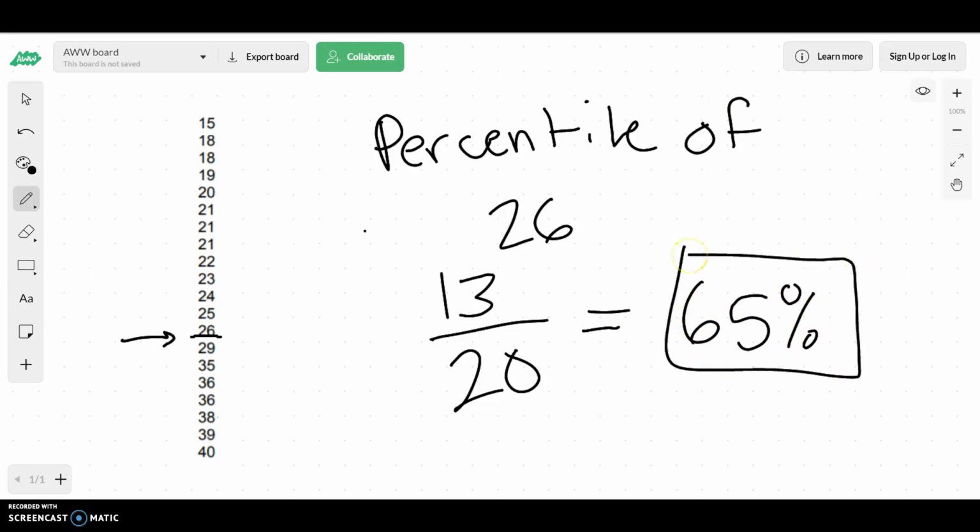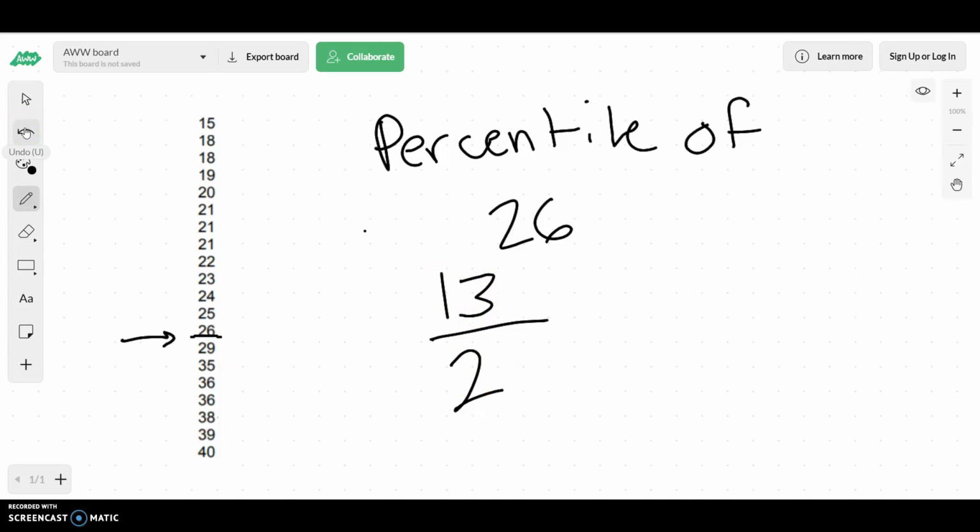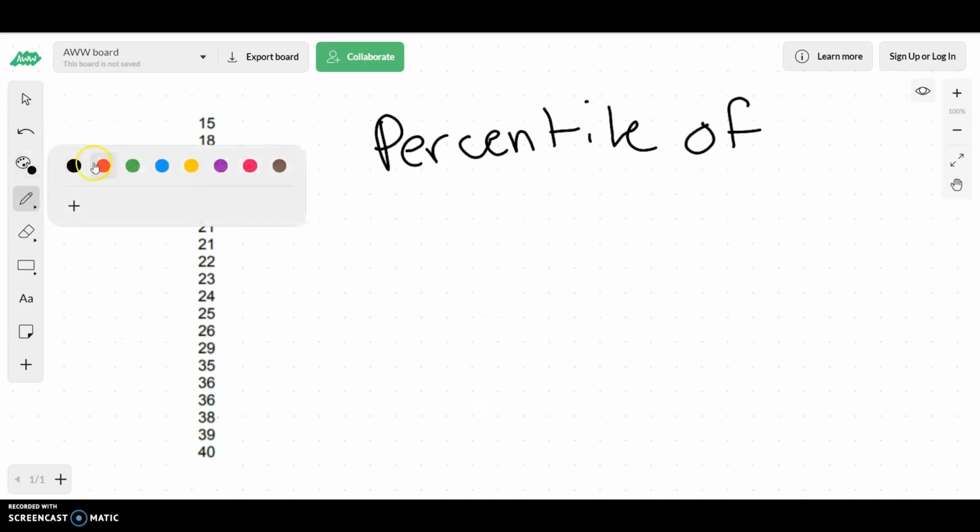And we can see the percentage that we would get is 65%. So that is where my percentage lies. So 26 is the 65th percentile. Again, you do this by counting up all the numbers until there, over the total number of numbers. So let's do this again with a different number. Let's say we pick 38, and find the percentile of 38.